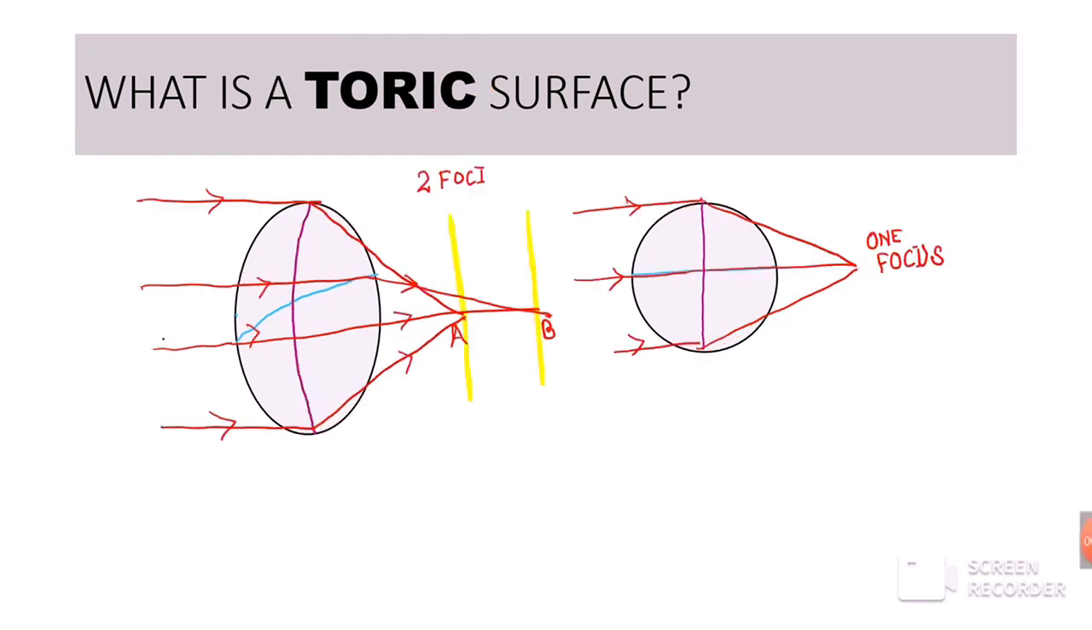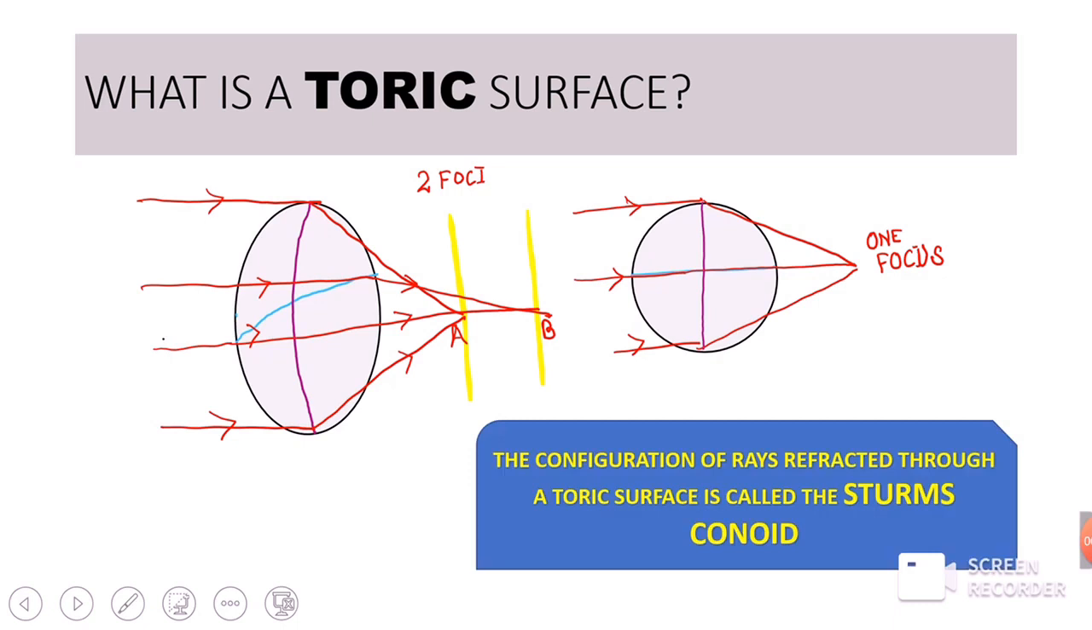So when we are studying the configuration of the rays as they are passing through this toric surface, how these rays get refracted, how they form two foci, and at every point of their journey what will be the configuration of the rays as they are passing through the toric surface, we are actually studying nothing but the Sturm's conoid. So this is the definition of Sturm's conoid: it is the configuration of rays refracted through a toric surface.